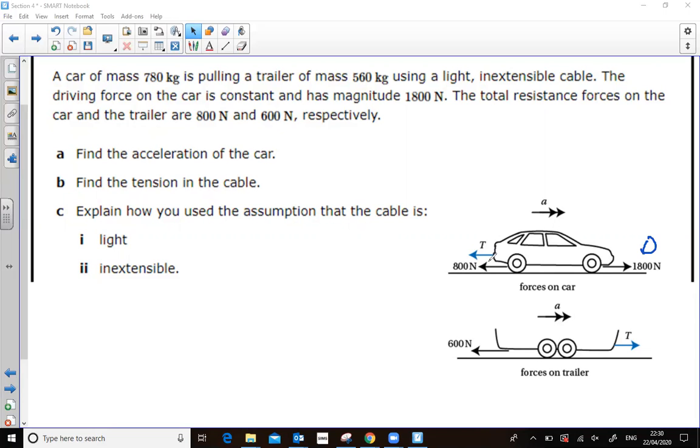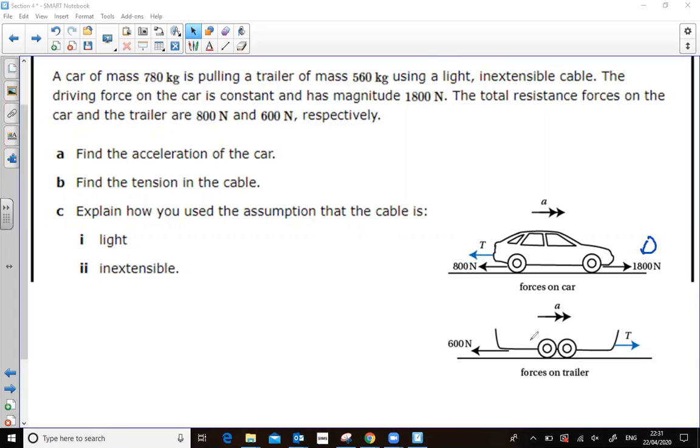And also, in the first part of the question, we know that the car is pulling the trailer, hence there will be a tension pulling the car backwards, which in this case is pulling towards the left-hand side, and we use T to represent the tension.